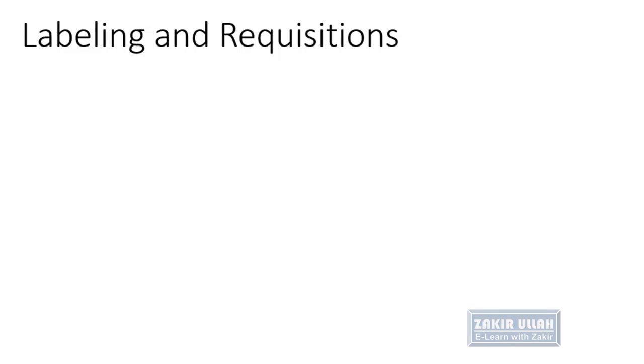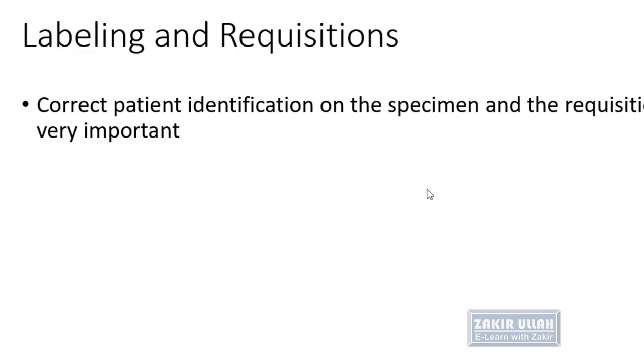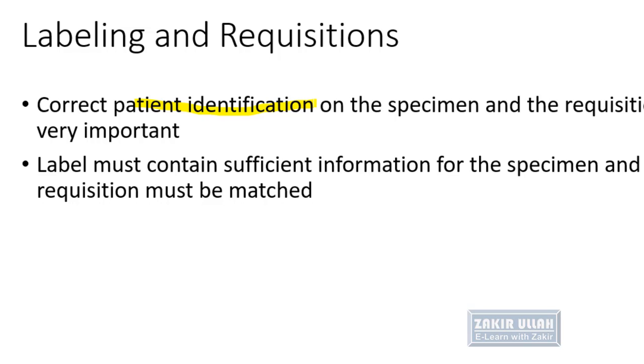After taking the samples, what are the requirements of labeling, and how is the request form sent to the laboratory? What are the requirements for a request form? Correct patient identification is important to be mentioned on the specimen for proper processing, and the label must contain sufficient information, and the specimen and requisition must be matched.